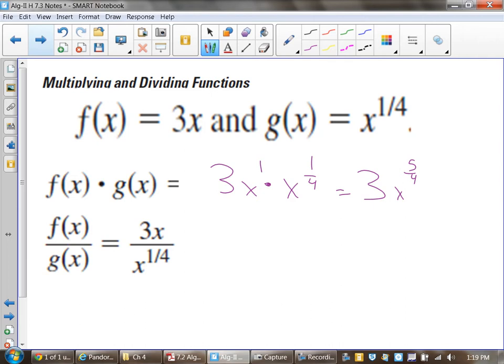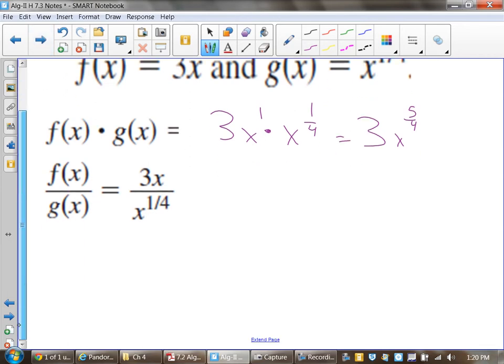Those rules haven't changed. They haven't changed from when you guys were doing stuff that was 3x times x to the 4th. You would get 3x to the 5th. The only thing that's weird is that it's a fraction. The rules are the same. Okay? The rules are identical to what we've been looking at. When you divide, you still use the same basic idea. You have f of x over g of x. When you write that out, you get 3x over x to the 4th.